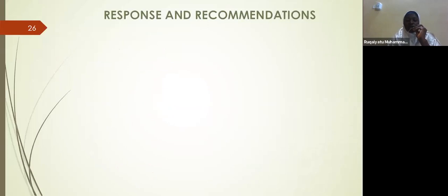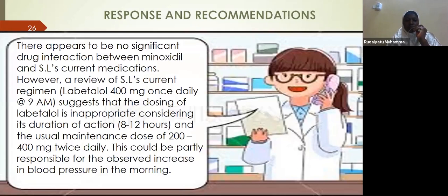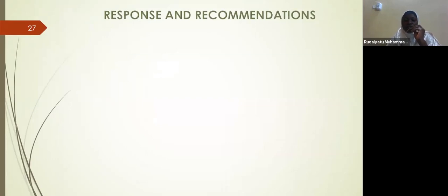So for our response and recommendation, after analyzing everything that we've gathered, we can now respond to the requester that there appears to be no significant drug-drug interaction between minoxidil and SL's current medications. However, a review of SL's current regimen, which showed that he is on labetalol 400 mg once daily at 9 a.m., suggests that the dosing is inappropriate, considering the duration of action, which is 8 to 12 hours, and that it is normally dosed twice daily. So therefore, this could be partly responsible for the observed increase in the morning blood pressure of this particular patient.